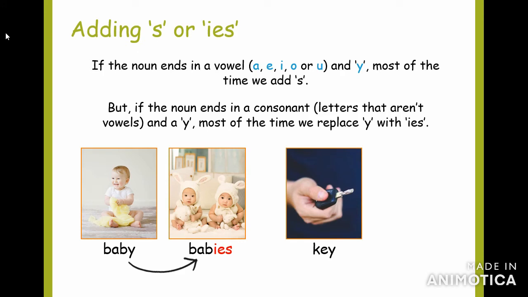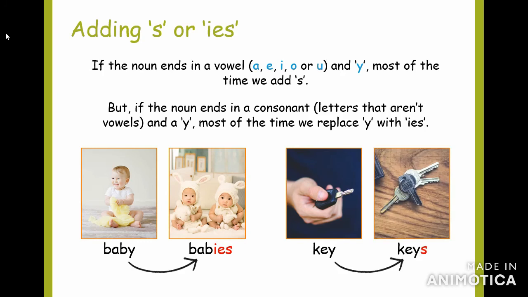But if we have a look at the word key, it has an E before the Y, so it's got a vowel before the letter Y. So we would just add an S onto the end because that fits into our first spelling rule.